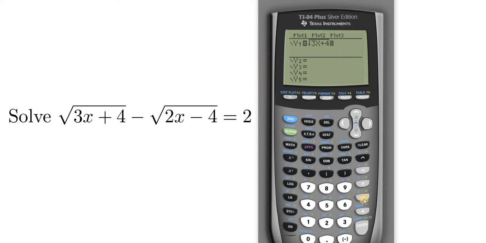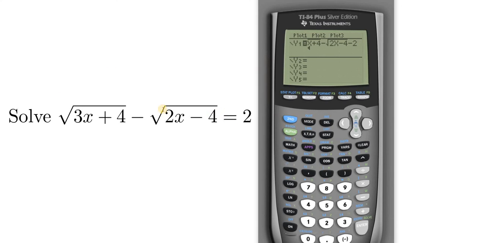Then we need the minus sign, so minus. And then we need the square root again, so second x squared. And then 2x minus 4. Then I'll hit the right arrow key. And then we're going to subtract the 2, so it'll become a minus 2. And the whole thing will be equal to 0. So basically, we're going to graph this and look for the x-intercepts. Those will be the solutions to this equation.